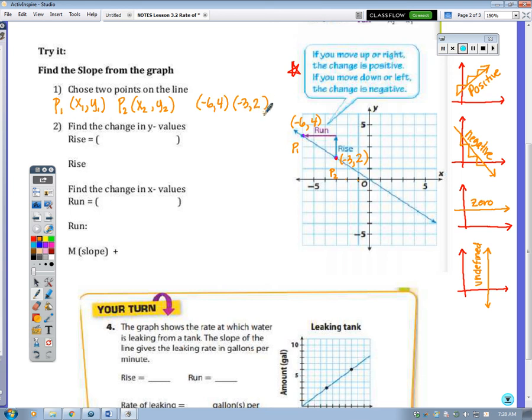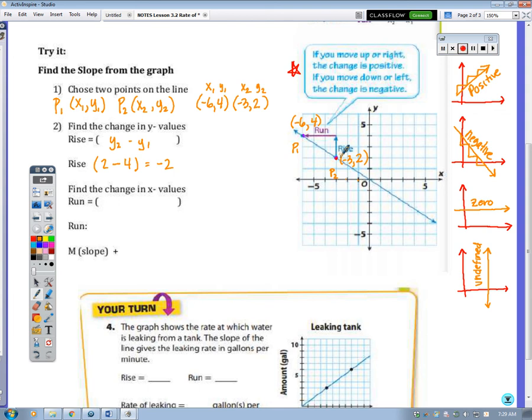Okay, now that we have points, we're going to determine our change in y values, which is our rise. So change in y would be y2 minus y1. This is x1, y1, x2, y2. So y2 is 2. So 2 minus 4, which is -2. And that makes sense because we are going down. Rise, you think up, but we are going down for that distance. So our rise is -2.